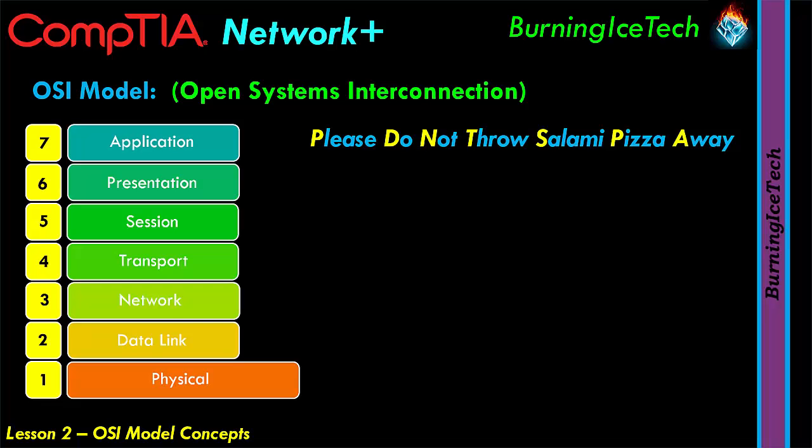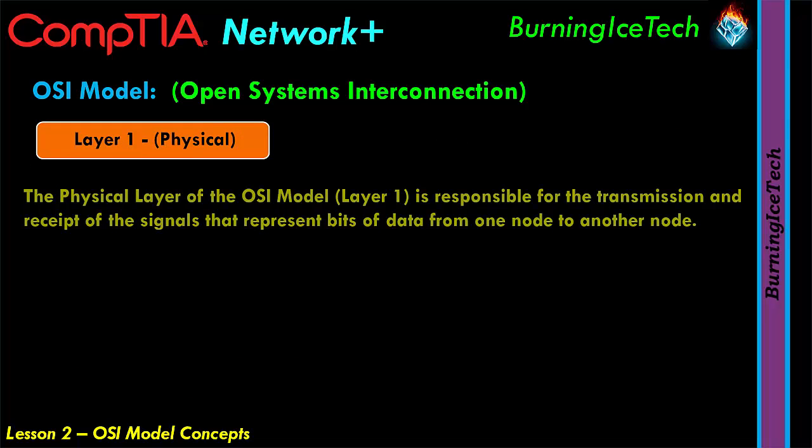Now folks, the physical layer of the OSI model, which we call layer 1, is responsible for the transmission and the receipt of signals that represent bits of data from one node to another. Now, if you don't know what a node is, most folks just call that a computer. So for the most part, it's going to be something like a laptop or a desktop. And if you don't know what bits is, that's normally ones and zeros. So computers and machines normally communicate using ones and zeros. That's what we mean by bits.